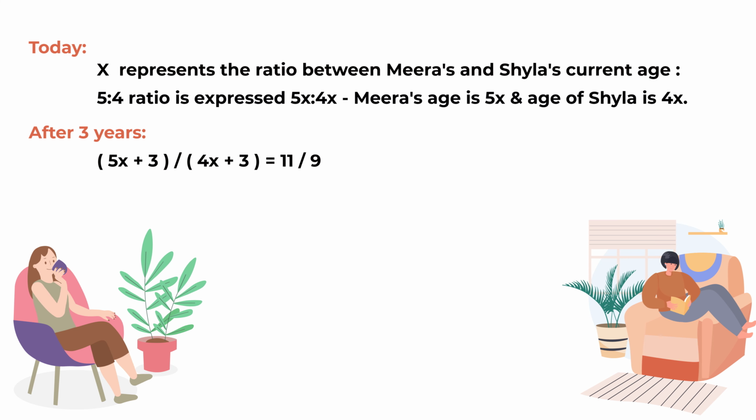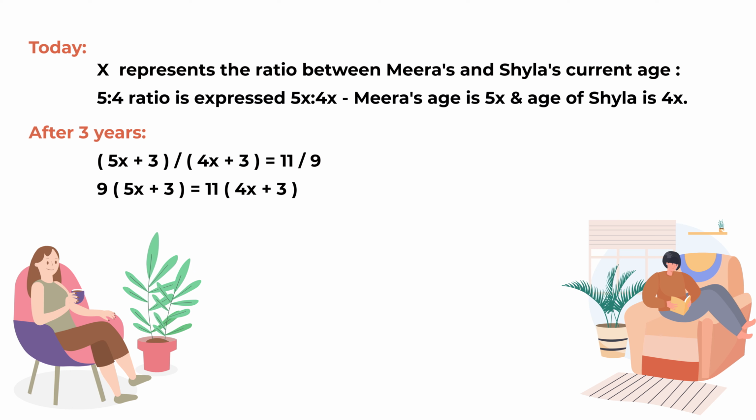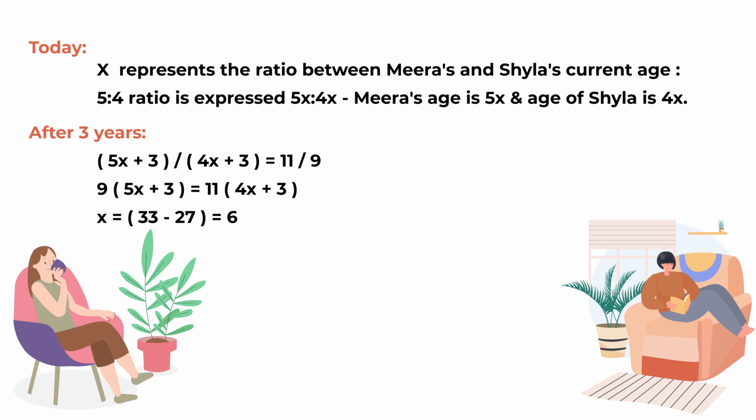After simplification, we will have 9 multiplied in parentheses by (5x plus 3) equal to 11 multiplied in parentheses by (4x plus 3), which means that x will be equal to 33 minus 27, which would be equal to 6.